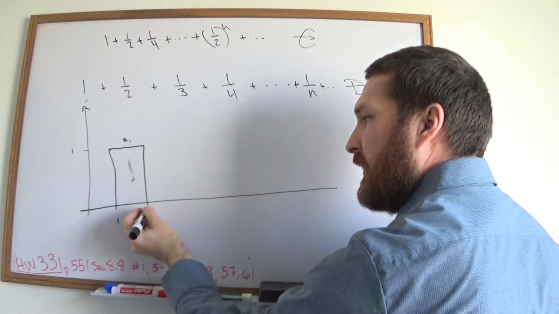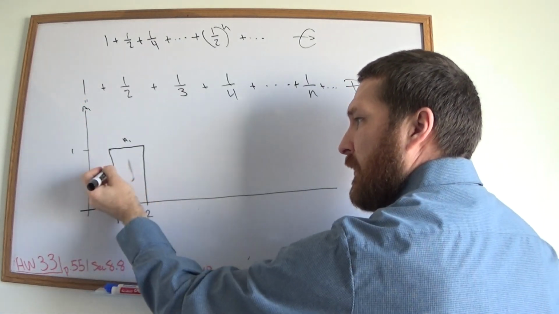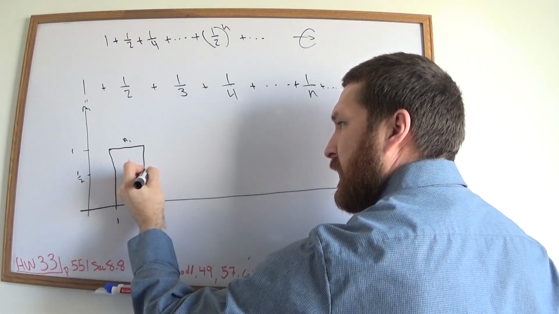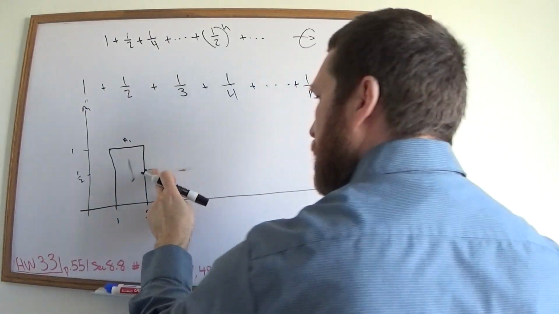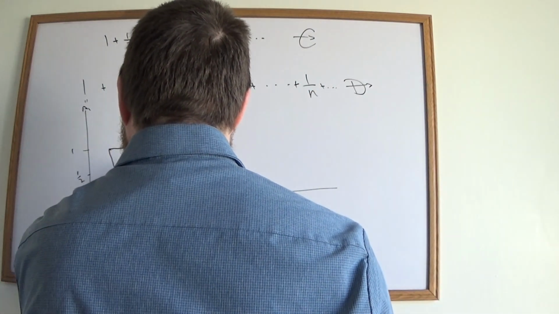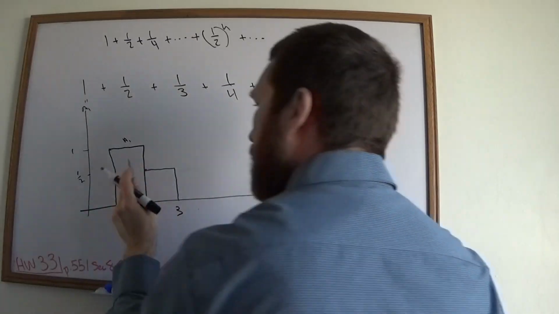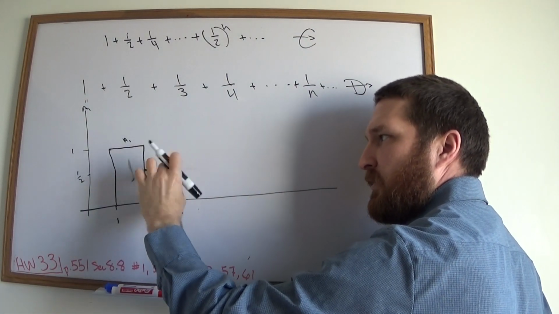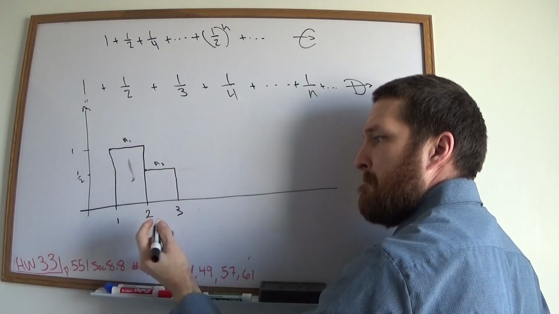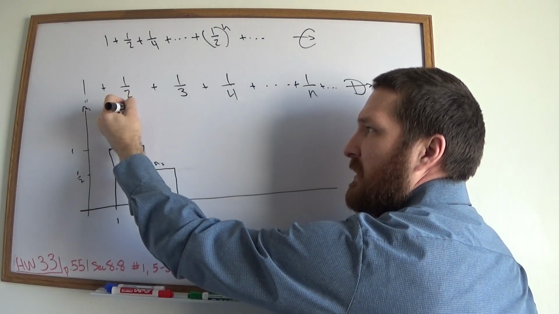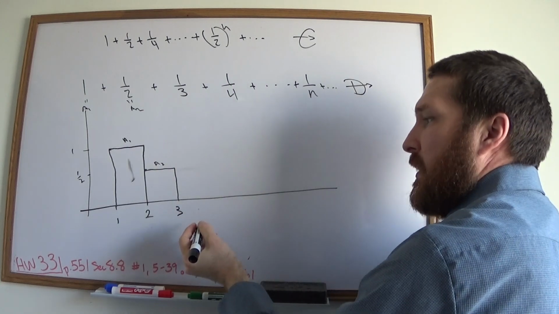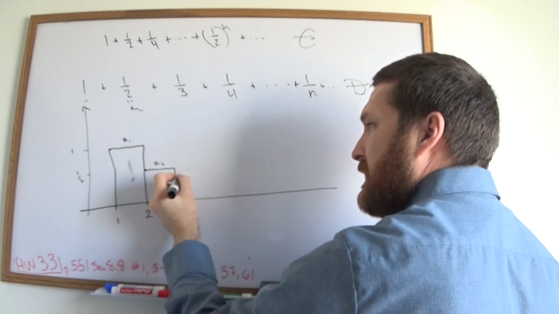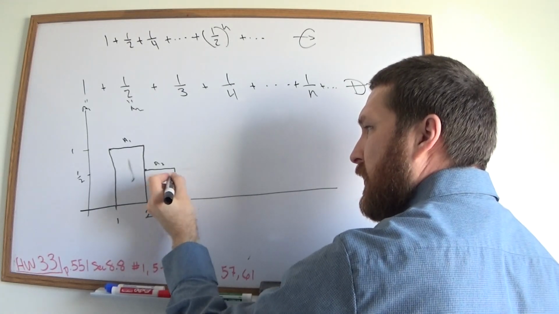Now I'm going to come over here, we're at 2, and I'm going to go down to 1/2. Let me try to do this right. From 2 over to 3 with a height of 1/2. It has a base of 1 and a height of 1/2, so its area is 1/2. So this is the same as area 2. I'll do this one more time. Here, at 3, I'm going to come down to 1/3.